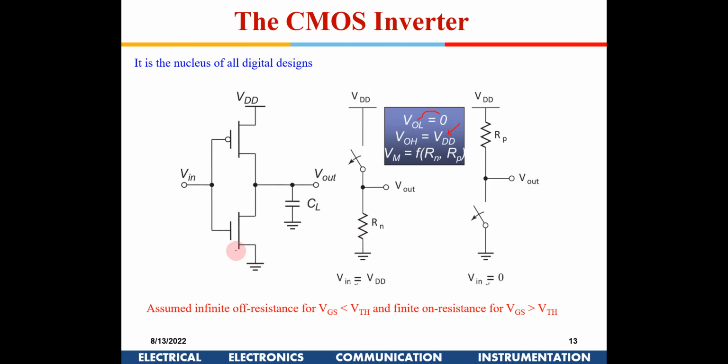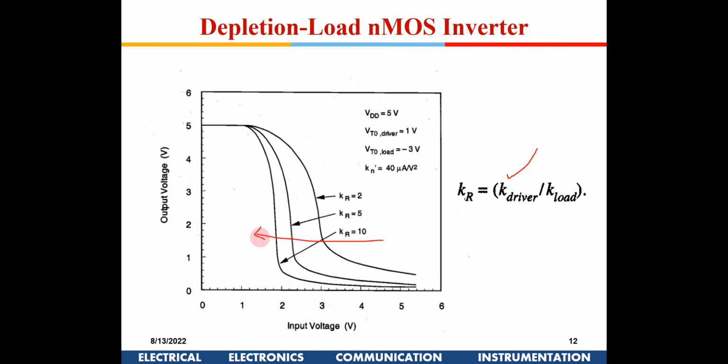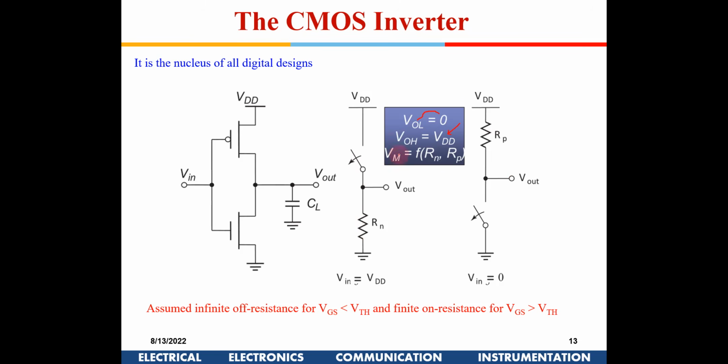So it is ratioless. All these others are ratioed, because VOL is dependent on the size of the transistors. When I am using a CMOS inverter, VOL is 0 and VOH is VDD. So this is the only topology which is ratioless. This is how it works.